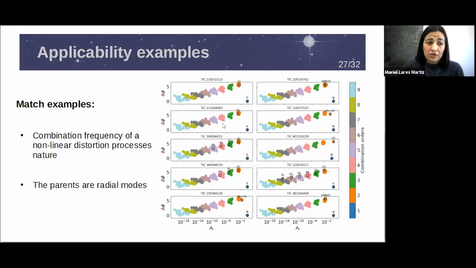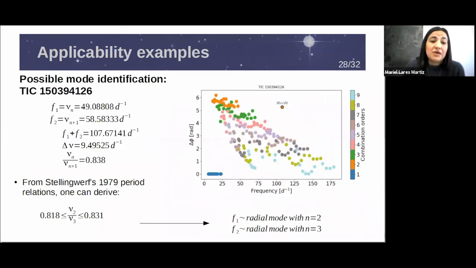And another important inference is that we could actually say that the parents of these frequencies are radial modes. This is a very interesting inference because this may allow the first possible use of combination frequencies to identify modes in Delta Scuti stars. And I will show you an example of such mode identification.